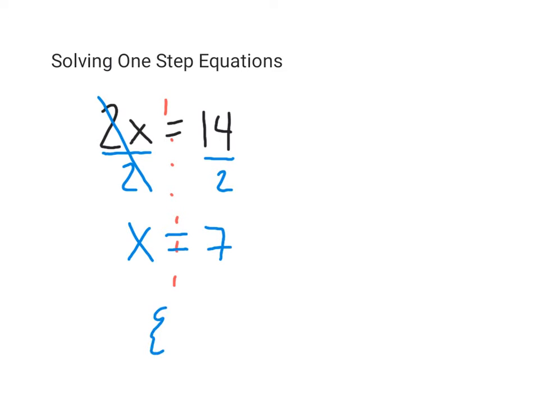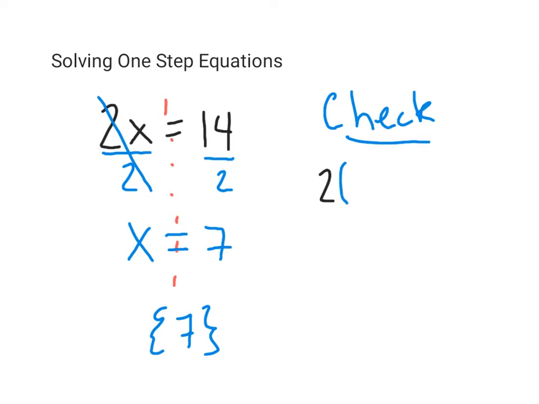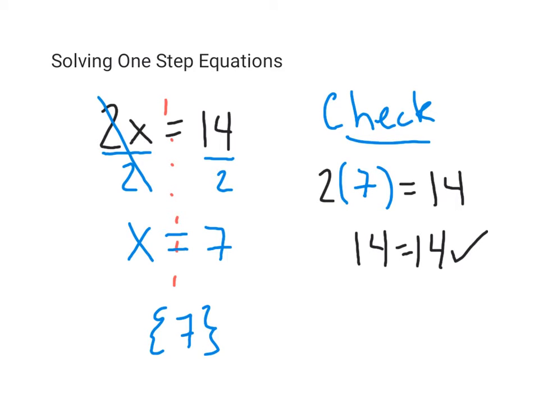We want to write it in solution set with our 7 there. The last step that we want to do is check our answer. So we'd write the words check and plug our solution back into the original equation. And we always want to remember to use parentheses around our solution. So 2 parentheses 7 equals 14. 2 times 7 does equal 14. So 14 equals 14, and we are done.